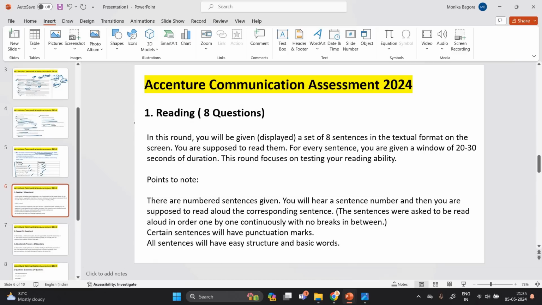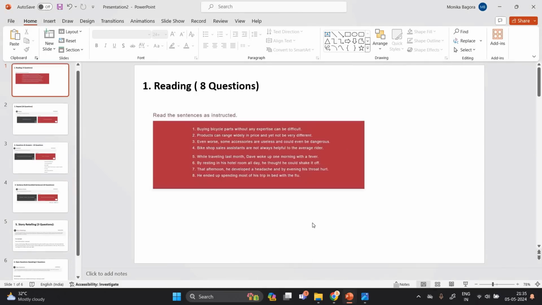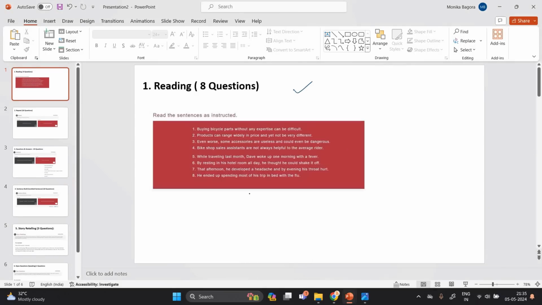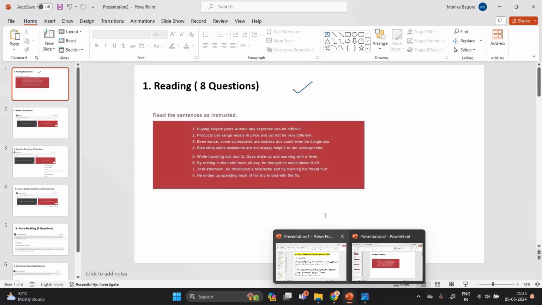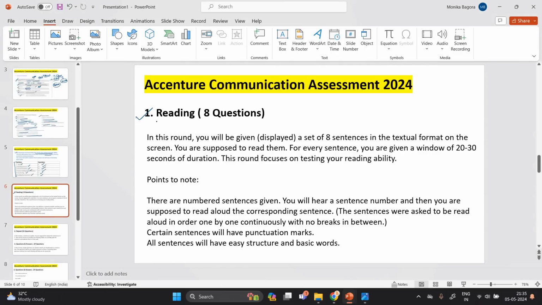I will explain the first section, and I also prepared a PPT with examples related to it. So in the first section, reading, there are 8 questions.